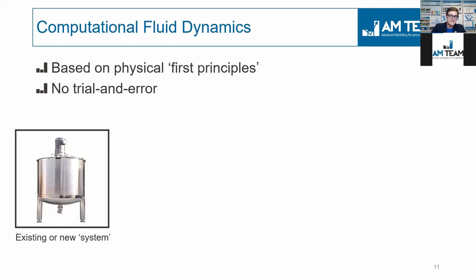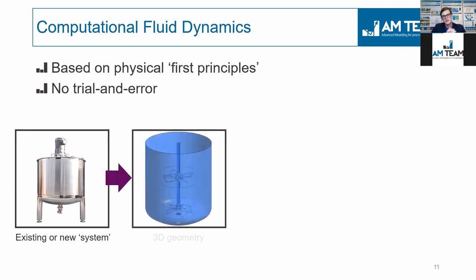You have either an existing or a new system. What you see on the screen now is an existing system. It is an existing vessel. It can be something else as well, but this is a vessel. Step number one is we create a 3D geometry. This geometry includes the real dimensions, the critical parts, which are the inlets and outlets typically, but also other things, for example, in this case, an impeller, and also the impeller type and the impeller speed.